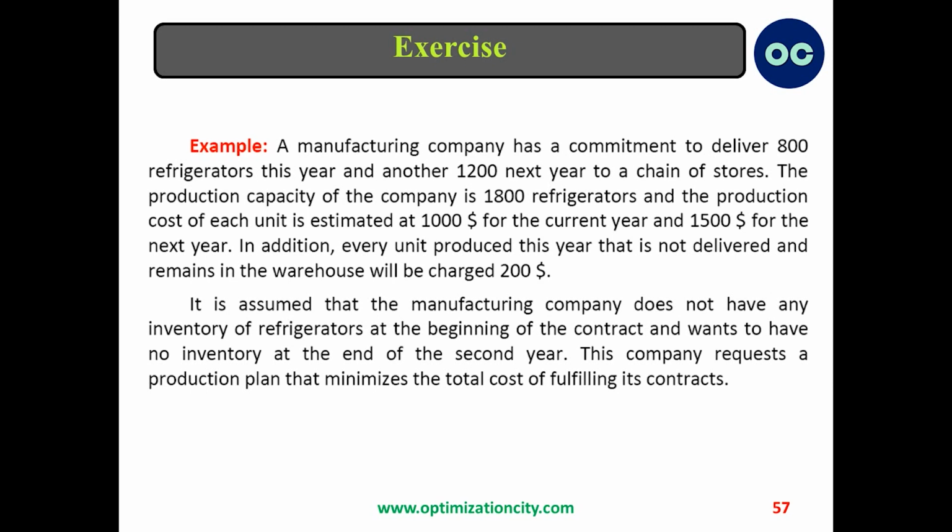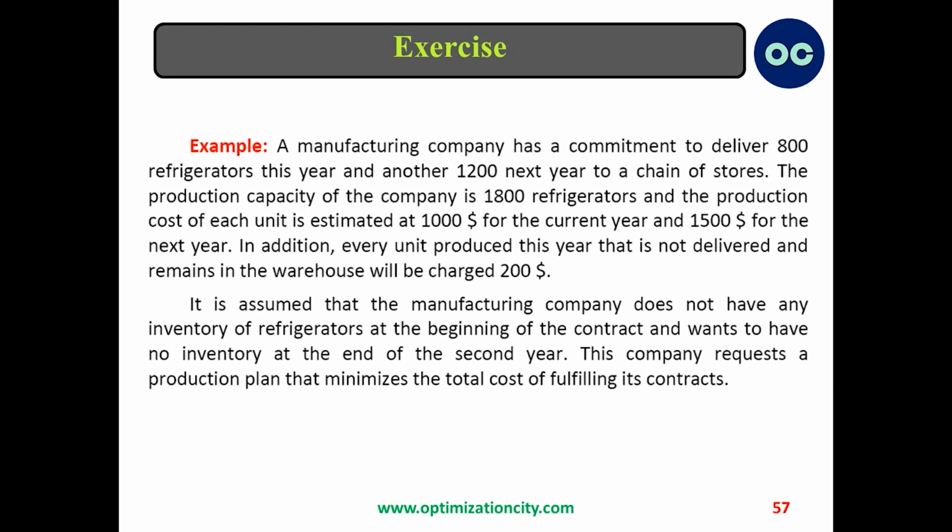A manufacturing company has a commitment to deliver 800 fridges this year and another 1,200 next year to a chain store. The production capacity of the company is 1,800 fridges, and the estimated production cost per unit is 1,000 for the current year and 1,500 for the next year.